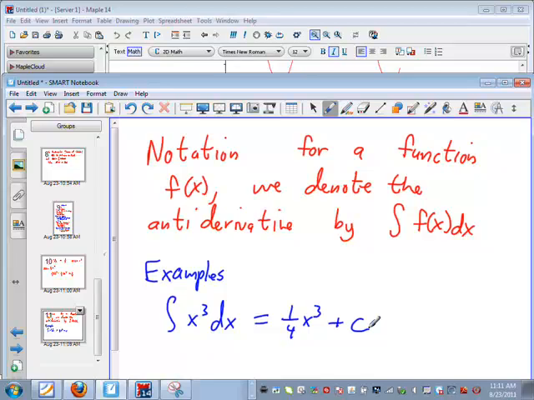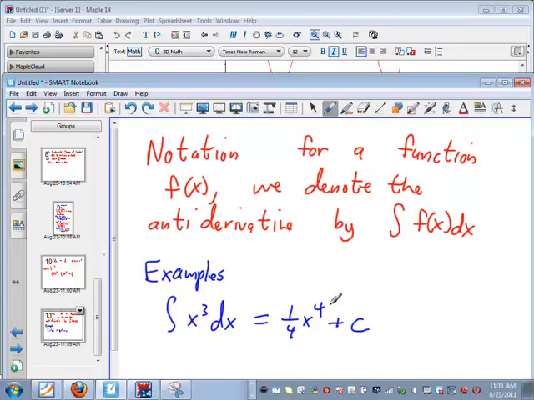This is a 4, right? Give me every single function whose derivative is x to the third, and this is every single one. Yes, this is how we write it. Because we would have to write 1/4 x to the fourth plus 2, 1/4 x to the fourth minus 18, 1/4 x to the fourth plus 999,472. Right? I have to write them all.